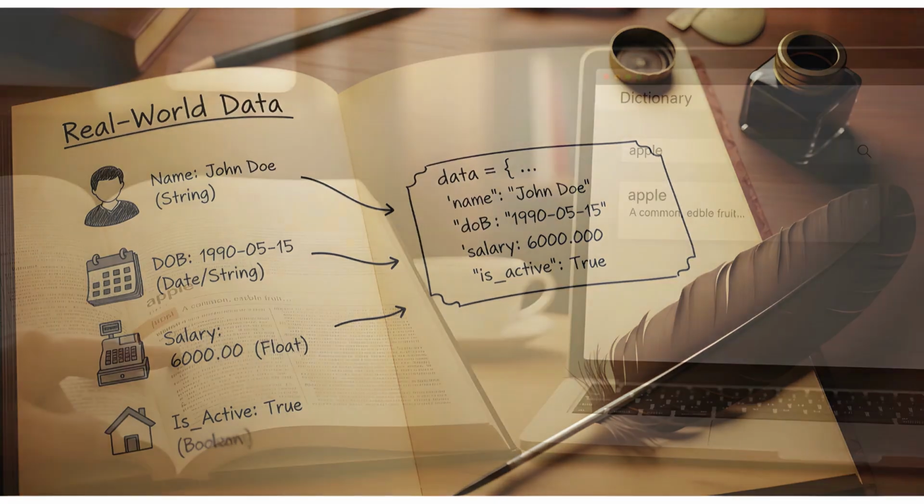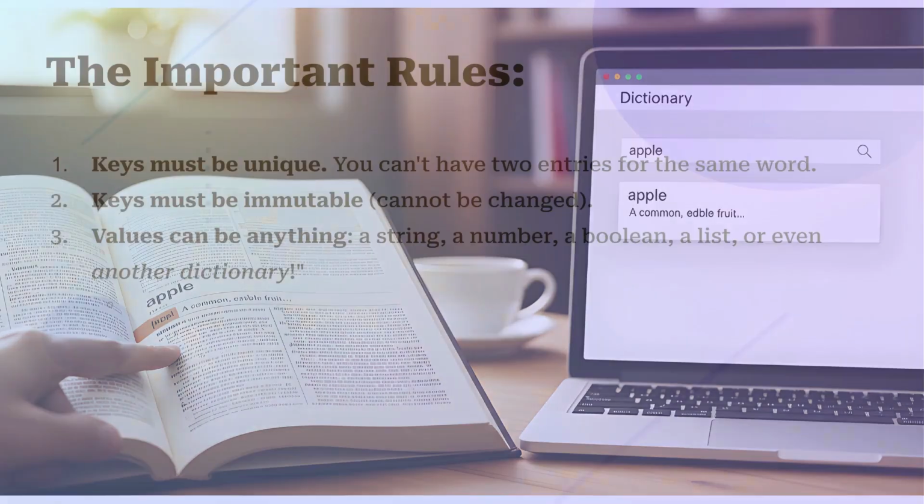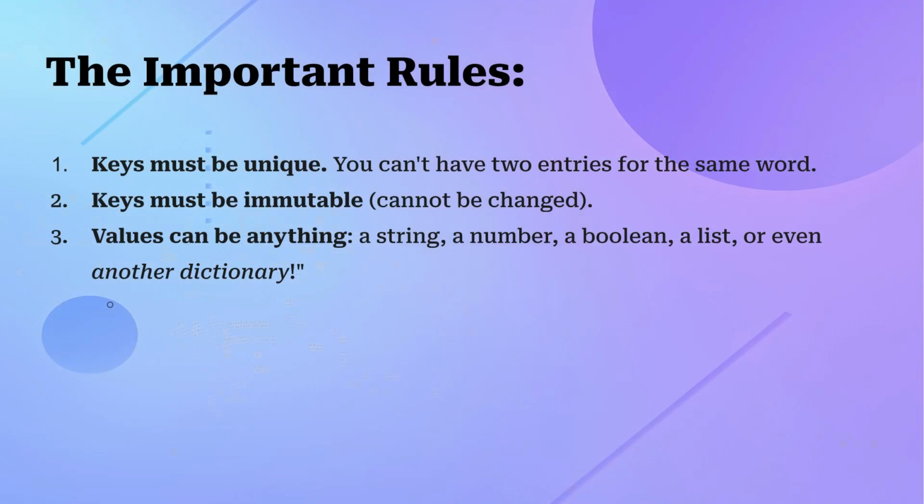Let's get into it. A dictionary is a collection of key-value pairs. It's just like a real-world dictionary. You look up a key, the word, to get its value, the definition. The important rules are, keys must be unique. You can't have two entries for the same word. Keys must be immutable, meaning cannot be changed. This means you'll almost always use strings as your keys. And values can be anything, a string, a number, a boolean, a list, or even another dictionary.